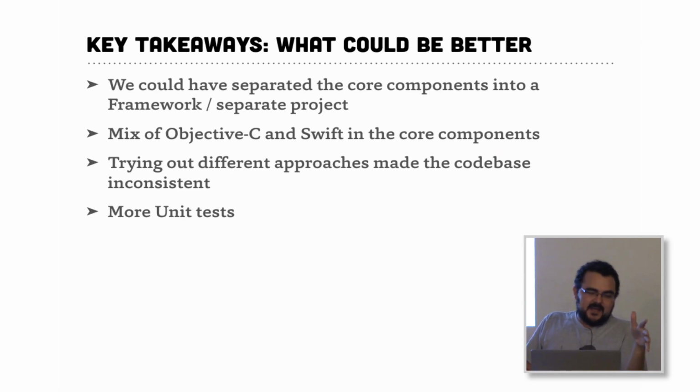As we develop the app, and I think this is sort of normal when you have an app that's alive for a few years, as the app grew, we tried different approaches, and that made the code base inconsistent. And we could use more unit tests, even for the core components. We have a few hundred of them, but still, there are some components that are not tested at all.